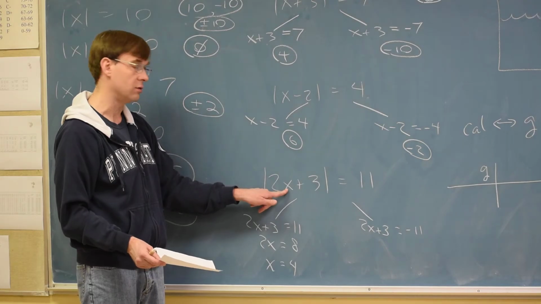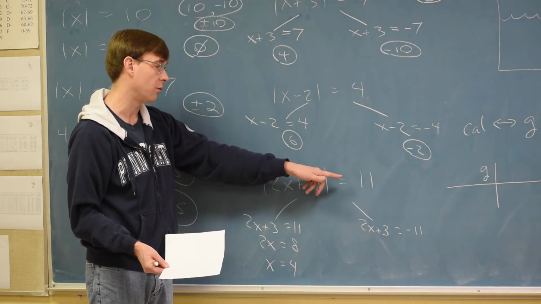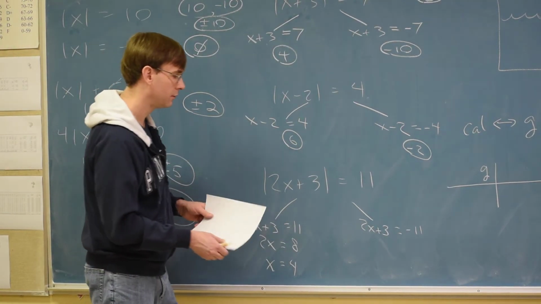And again, you could check it. 2 times 4 is 8. Add 3, it is 11. We wanted 11. That's good news.